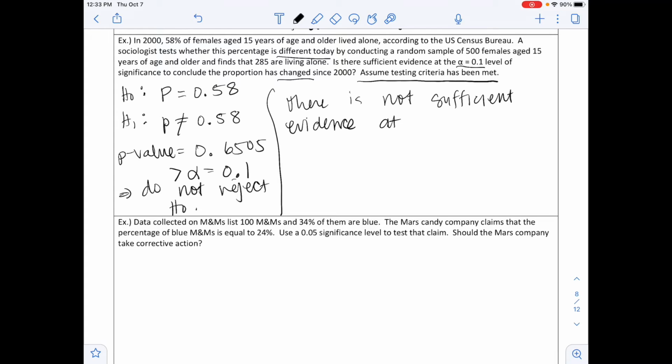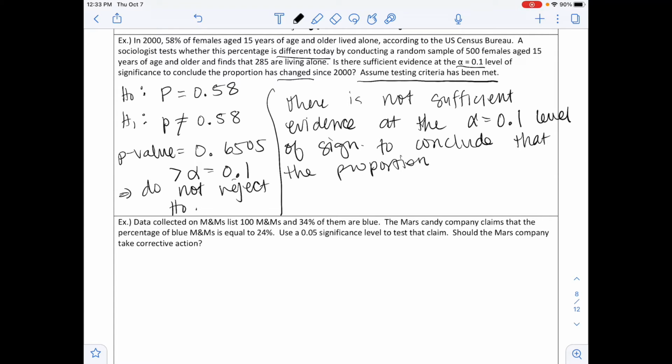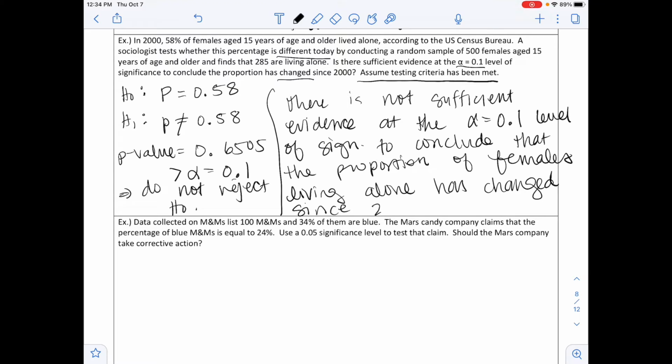And so our conclusion is going to be there is not sufficient evidence at the alpha equals 0.1 level of significance to conclude that the proportion of females living alone has changed since 2000. Which again is what we are discussing with our alternative hypothesis. And it says that here the proportion has changed since year 2000, and again we're talking about females living alone.